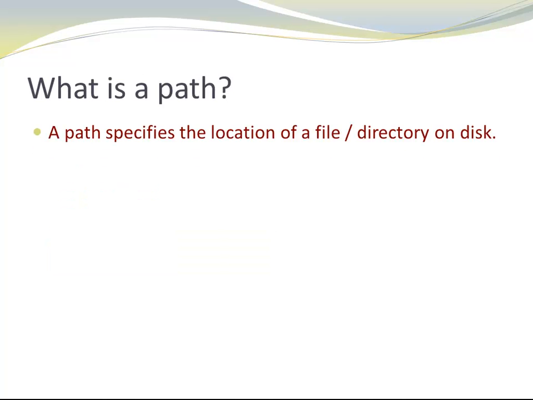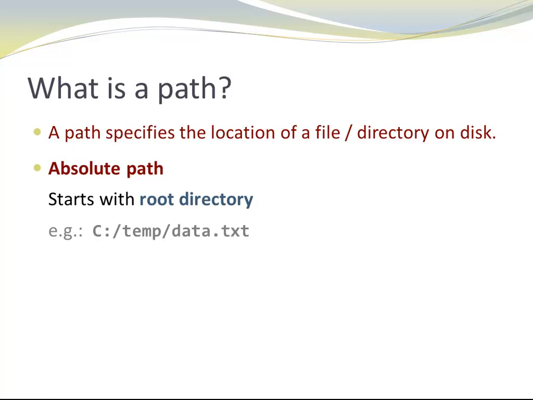So the next question is, what is a path? A path specifies the location of a file or directory on disk. I want to distinguish between two kinds of path, the absolute path and the relative path. An absolute path starts with the root directory, for example, C:\temp\data.txt.